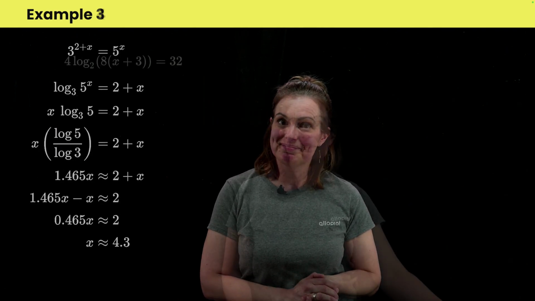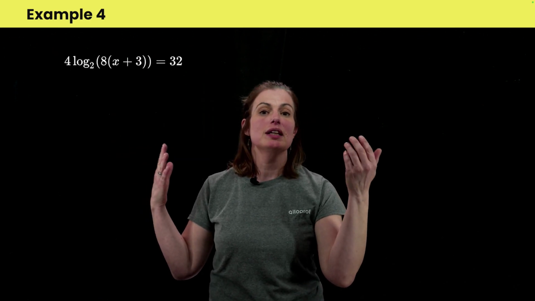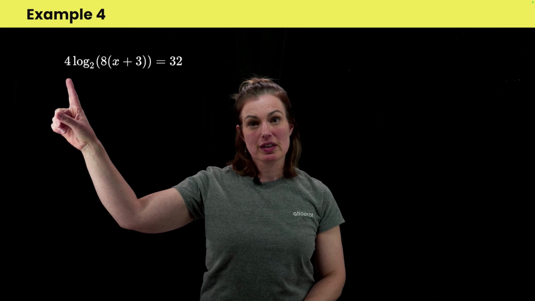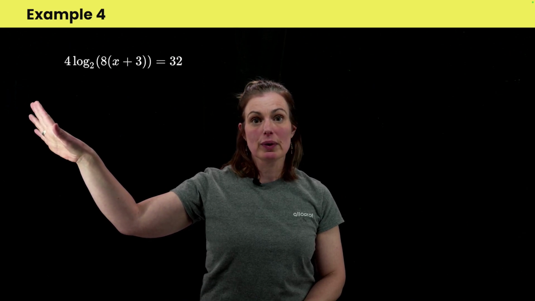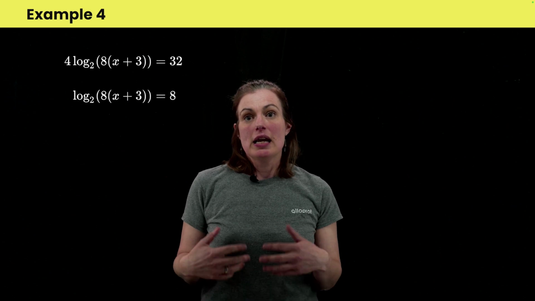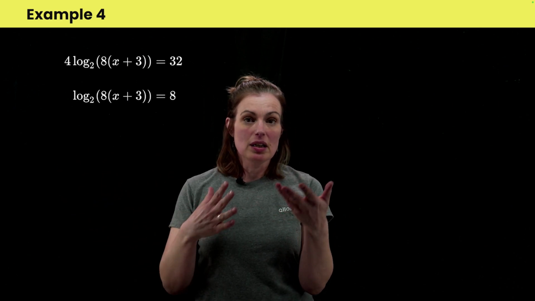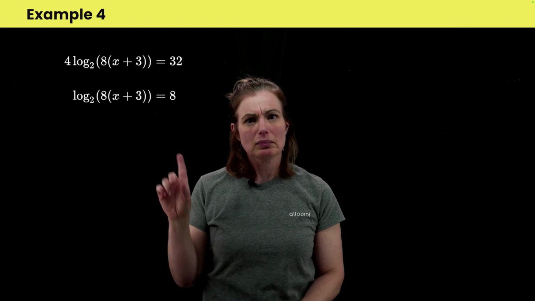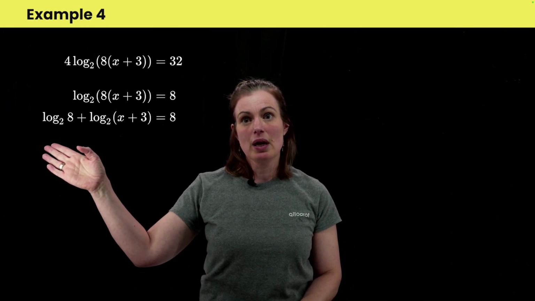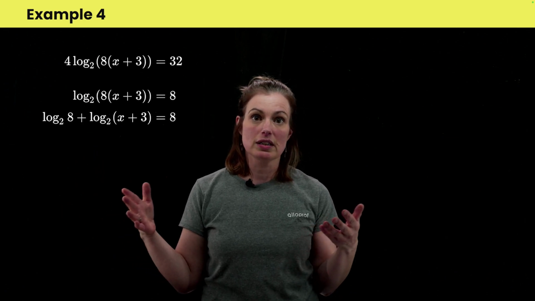And I'm done. So for our next example, we're actually going to go from logarithmic form into exponential form. So in order to do that, the first thing I notice, though, is that I've got a 4 out front, and I want to get rid of that. So I'm going to divide by 4 on both sides before I go any further. To get my logarithm, log base 2 of a product is equal to 8. That product, I can actually split up. So I'm going to end up here with log base 2 of 8 plus log base 2 of x plus 3 is equal to 8.